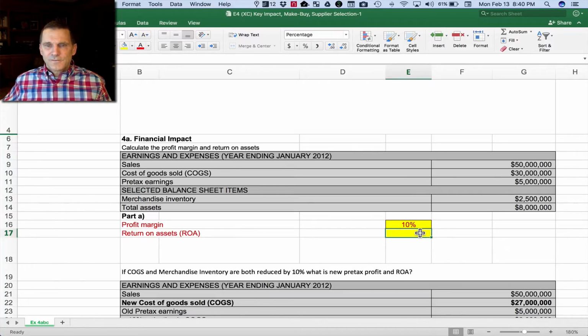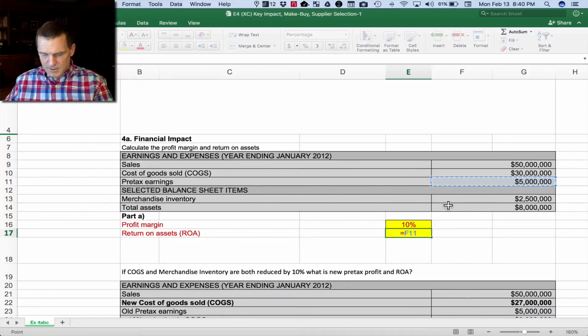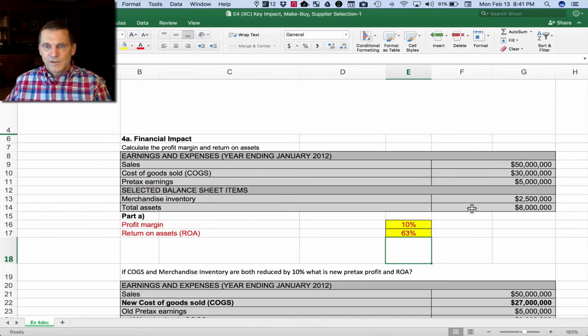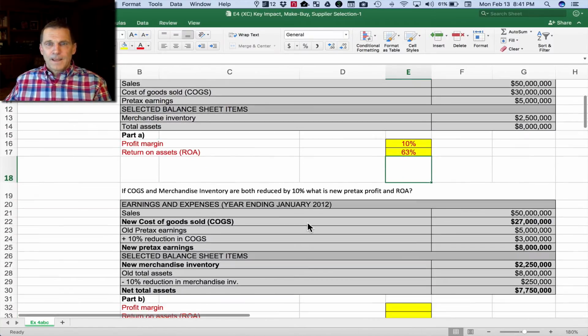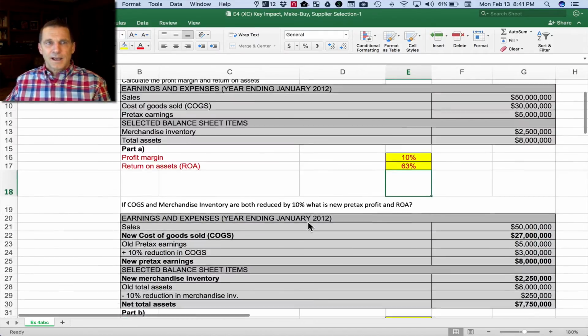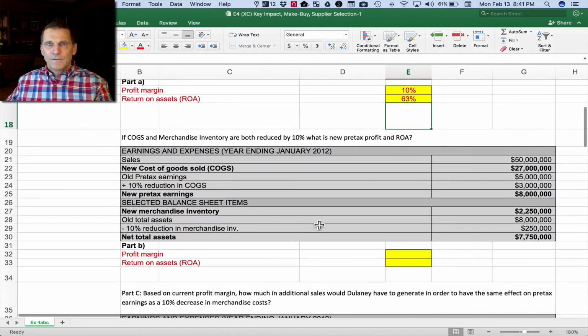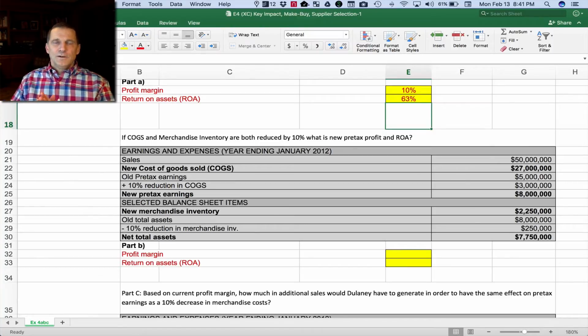All right, so let's finish clicking through here to calculate our as-is return on assets. So into this box, and that equals our earnings, the $5 million, divided by our total assets. And it returns 63%. We have a 10% profit margin and a 63% return on assets with the business as it is, right? And the boss or somebody's saying, hey, let's model out what would happen if we had a 10% reduction in our cost of goods sold.